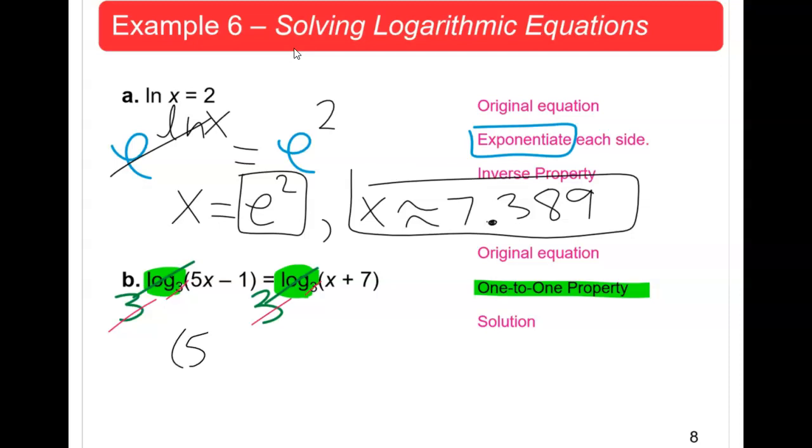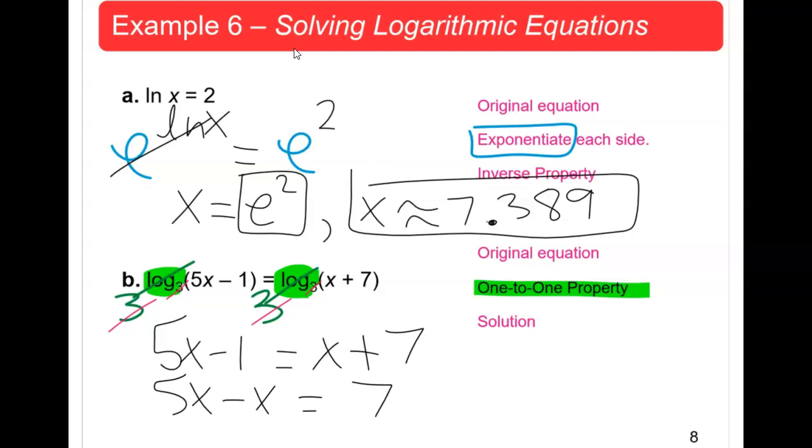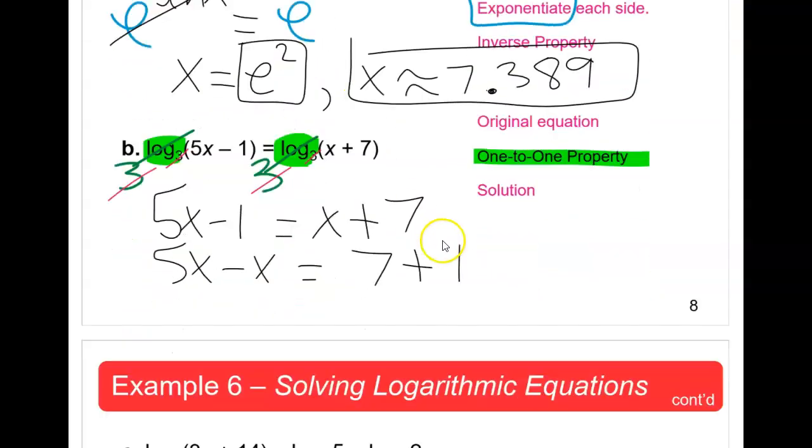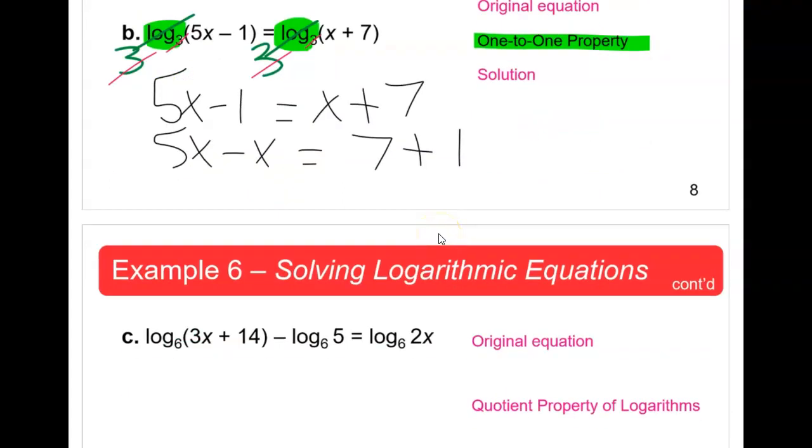So we have 5x, actually I don't need the parentheses anymore. 5x minus 1 is equal to x plus 7, and so this will be 5x minus x is equal to 7 plus 1. So one step, and we're almost there. So we have plus 1 because it used to be negative here. So on the right side, it will be positive, goes from subtraction to addition. And with the 7, we had positive 7.